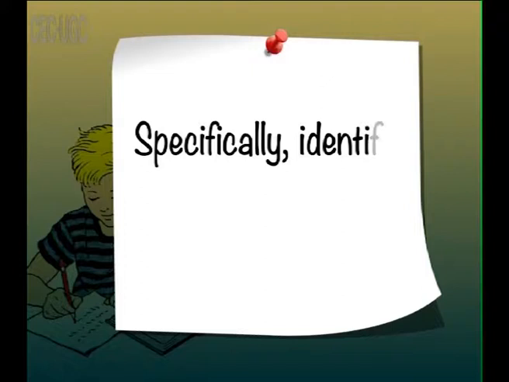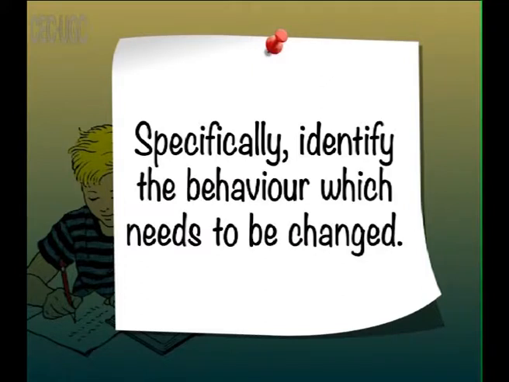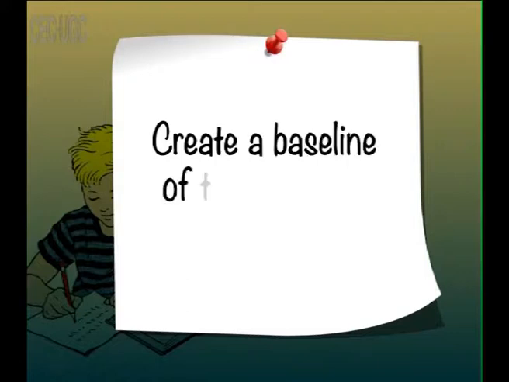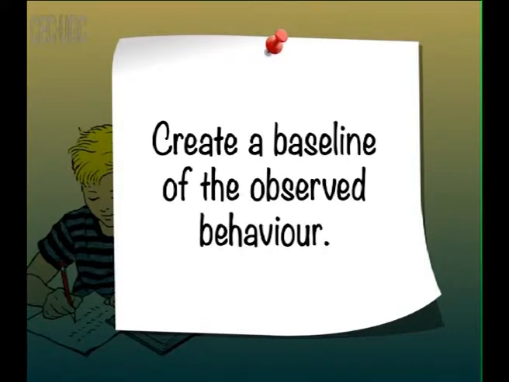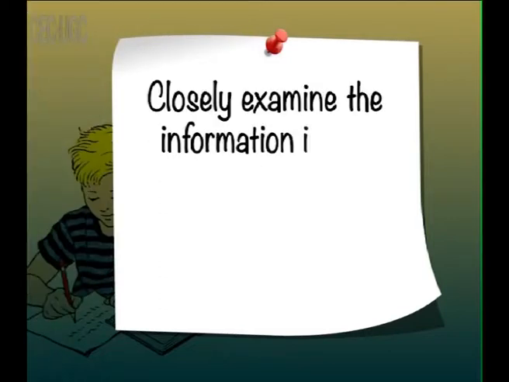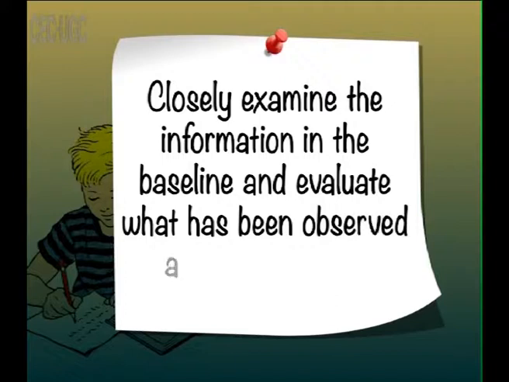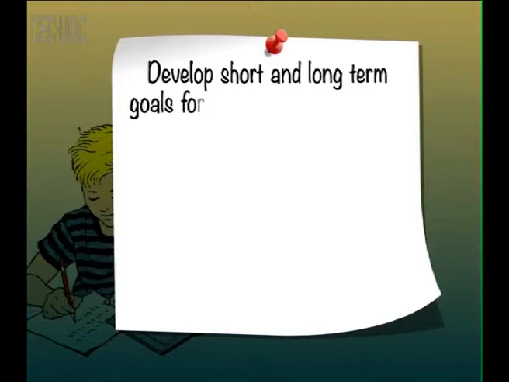The educational recommendations that can be followed are: teaching strategies for these students should be based on changing the behavior itself. The system is often centered on discouraging the unwanted behavior and rewarding and encouraging the desired behavior. Specifically, identify the behavior which needs to be changed. Create a baseline of the observed behavior. Closely examine the information in the baseline and evaluate what has been observed and documented. Develop short and long-term goals for the student.